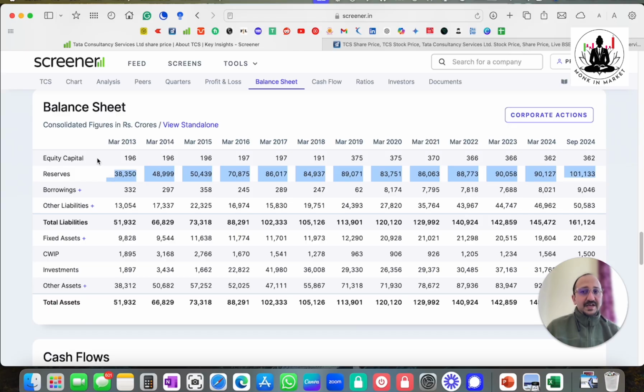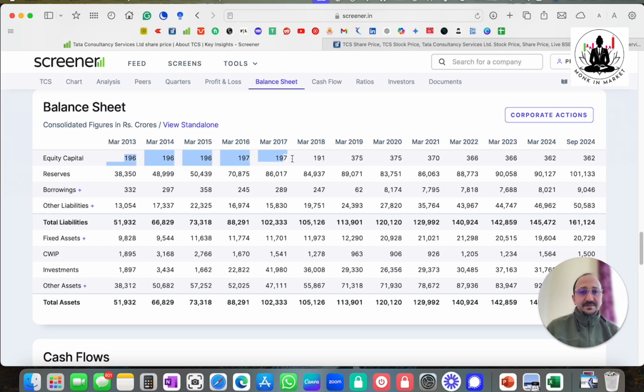The first two columns are equity, meaning reserves and surplus, it is equity, and this one is equity, right? The money raised from IPO basically or FPO. So these two columns should be higher than the borrowings. Is it so? Absolutely. So debt is quite low.